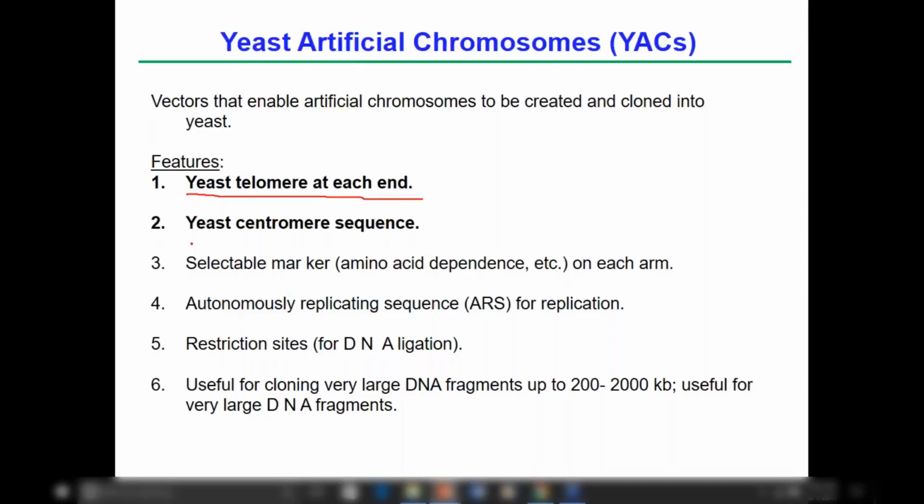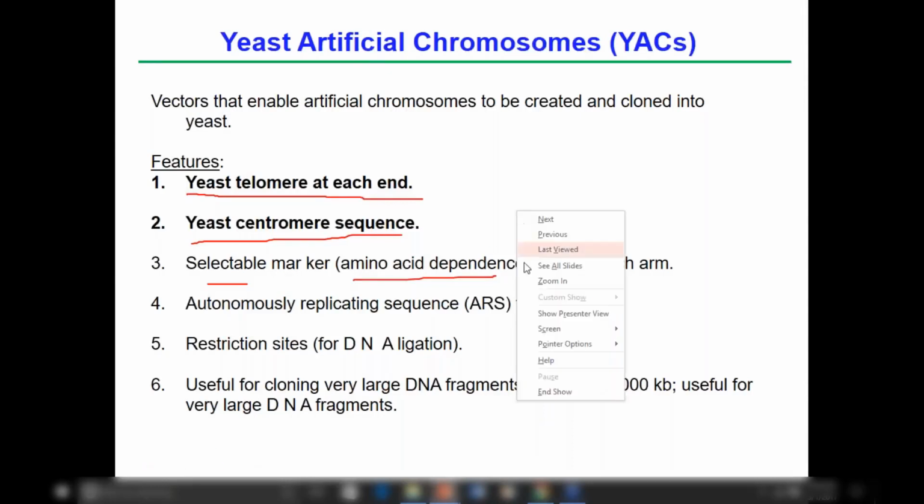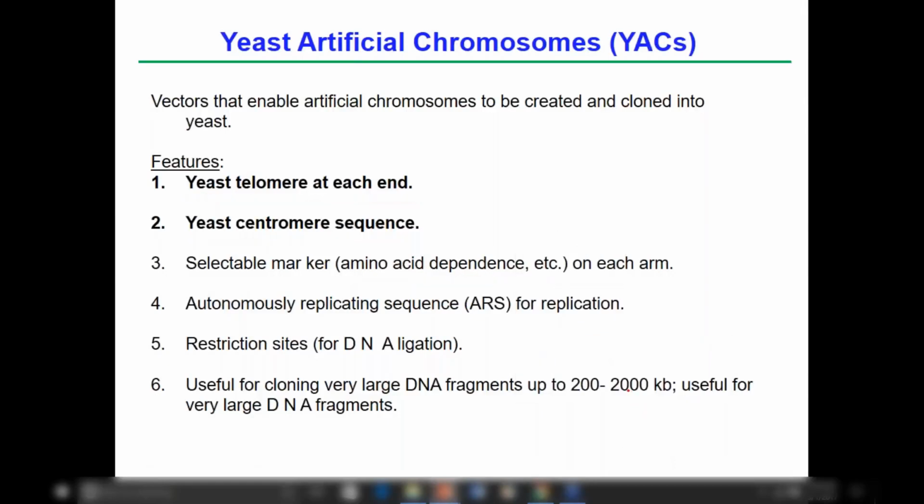It has a yeast centromere sequence. It has a selection marker, exactly like what we have seen. It is amino acid dependent. It also contains an autonomously replicating sequence, ARS, and it also contains a restriction site for DNA ligation. It can hold a very, very large piece of DNA, from 200 to 2000 kb. Clear?